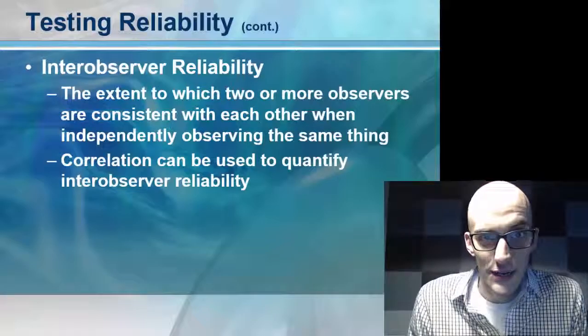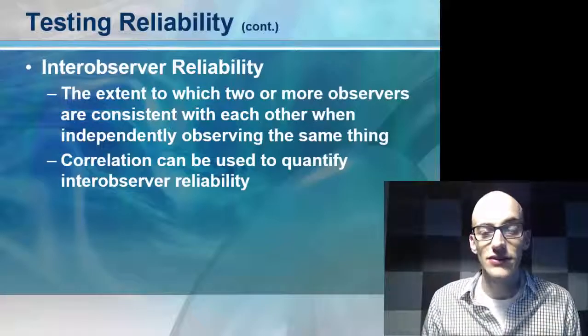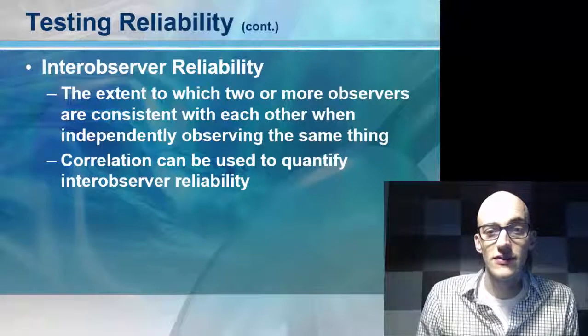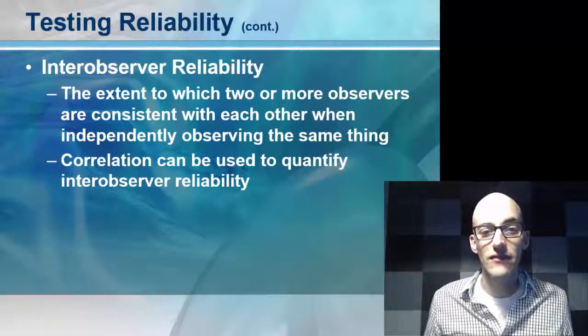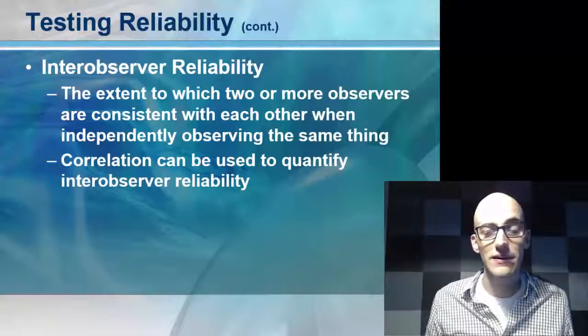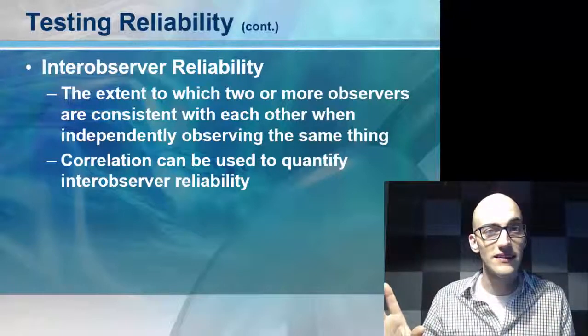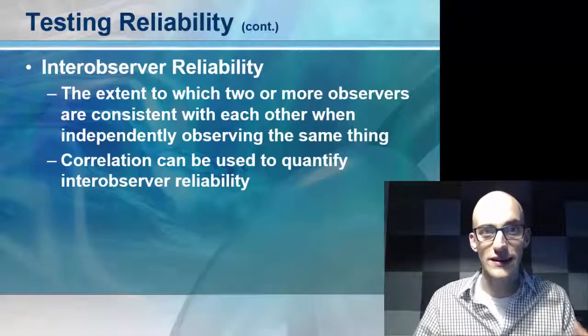All right, so inter-observer reliability is the extent to which two or more observers are consistent with each other when independently measuring the same thing. Correlations can be used to quantify inter-observer reliability, so looking at how observers are using the measurement and how correlated the two observers' measurements are.